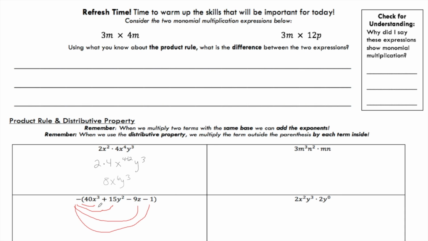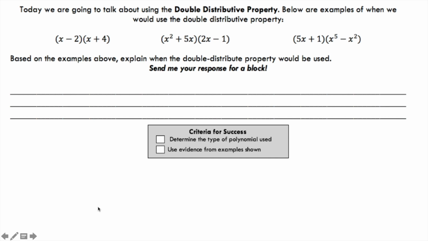All right, let's go ahead and finally talk about our new skill of the week. So today we're going to talk about the double distributive property, which you might be like, what does that even mean? But below are examples of when we would use the double distributive property. I have x minus 2 times x plus 4. I have x squared plus 5x times 2x minus 1, and 5x plus 1 times x to the 5th minus x squared. So based on the examples above, explain when we would use the double distributive property.